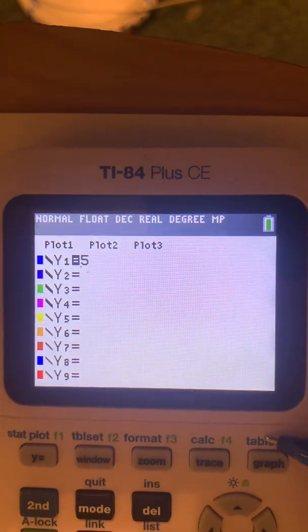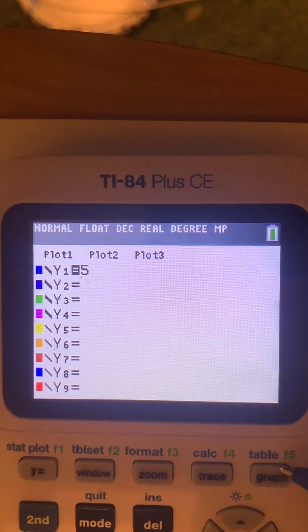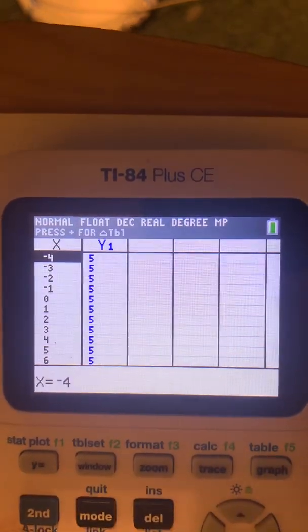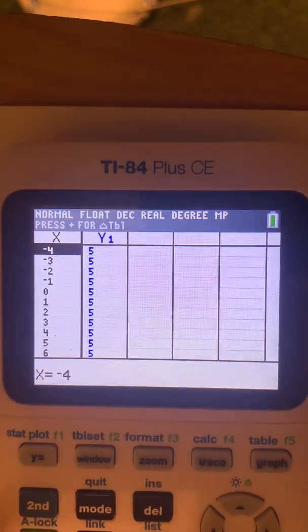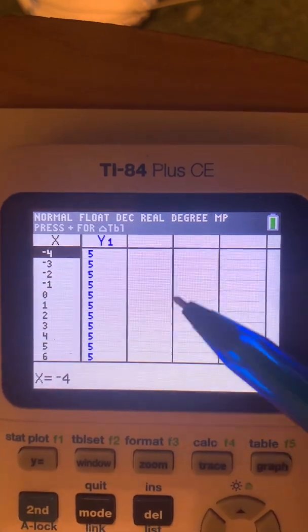I've shown you this before, but this is what we're going to use, this table feature right over here on the calculator. So if I go second table, second key is right here. Okay. And then table's up here. So I go to my table. It has points already in there for me.